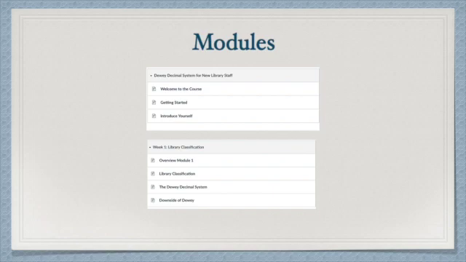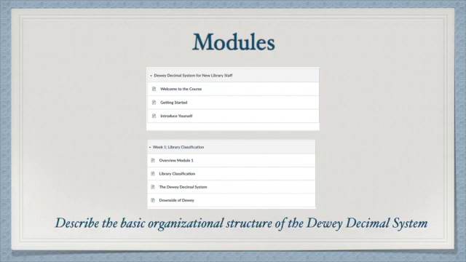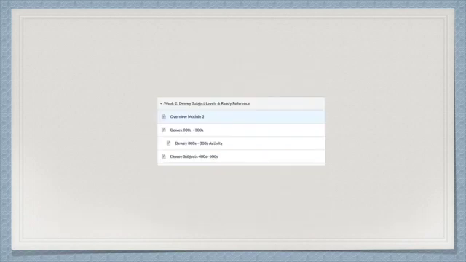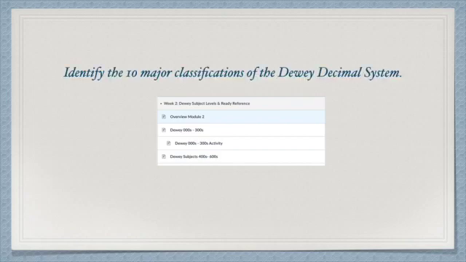The first module is an overview of library classification and Dewey in particular. This is aligned with the learning objective: describe the basic organizational structure of the Dewey Decimal System. Module 2 begins with information and activities related to the learning objective: identify the 10 major classifications of the Dewey Decimal System.